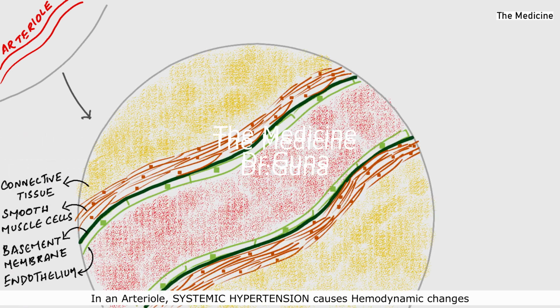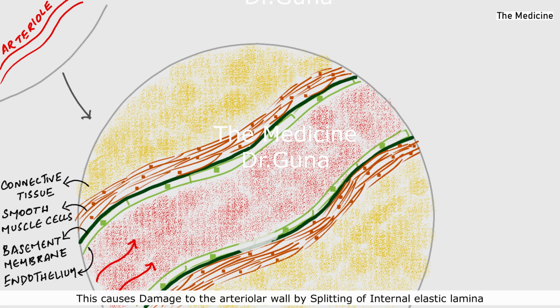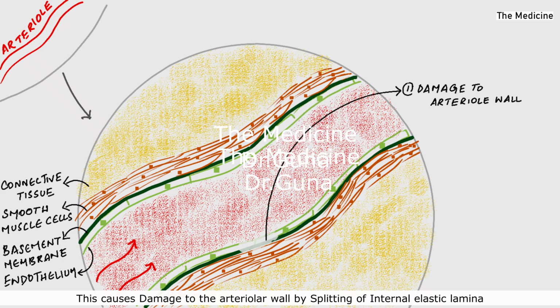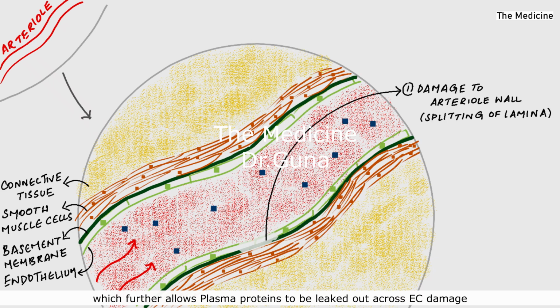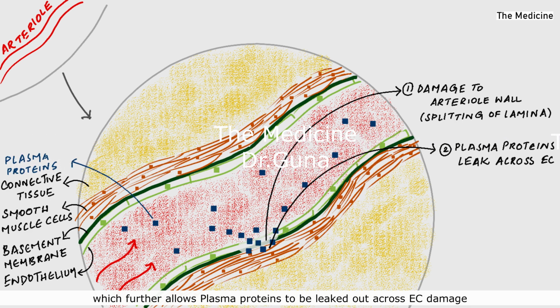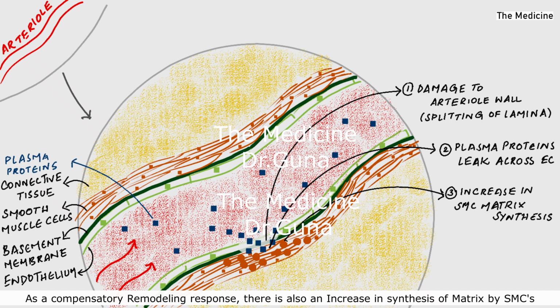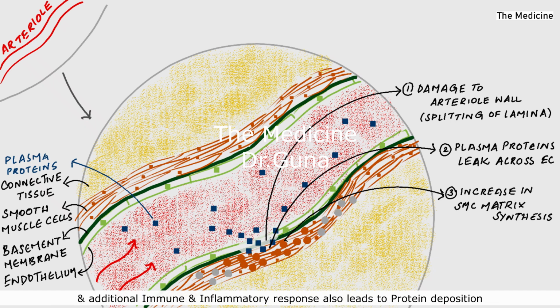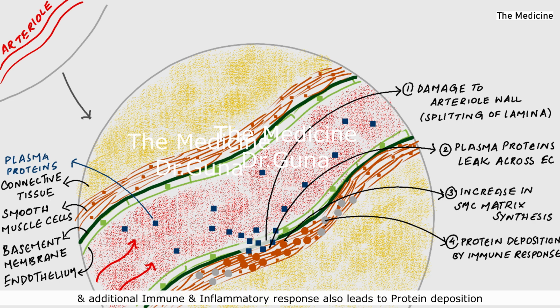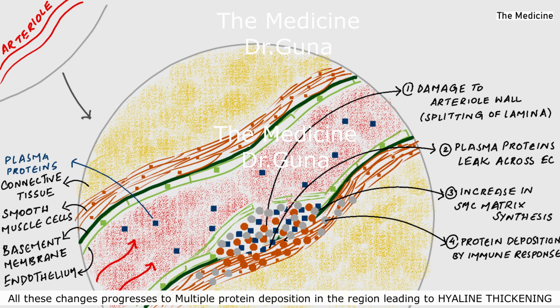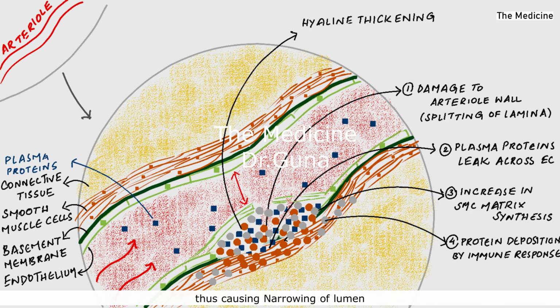In an arteriole, systemic hypertension causes hemodynamic changes. This causes damage to the arteriolar wall by splitting of internal elastic lamina, which further allows plasma proteins to be leaked out across endothelial cell damage. As a compensatory remodeling response, there is also an increase in synthesis of matrix by smooth muscle cells. And an additional immune inflammatory response also leads to protein deposition. All these changes progress to multiple protein deposition in the region, leading to hyaline thickening, thus causing narrowing of the lumen.